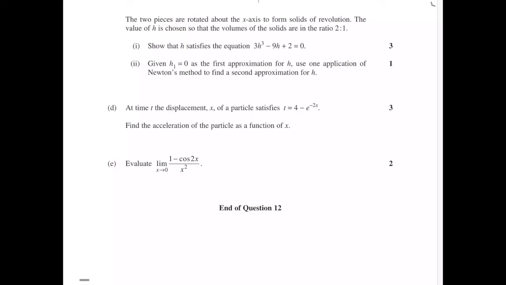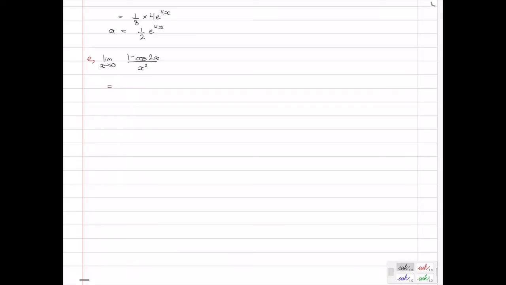Part E. Evaluate the limit as x approaches 0 of (1 minus cos 2x) over x squared. Alright, so here we have a limit question, and it involves a trig function divided by x, or some power of x, essentially a polynomial. So that makes us think of two possible limits that we've studied. Those would be the limit as x approaches 0 of cos x divided by x, and that's equal to 0. And we also have the limit as x approaches 0 of sin x on x, and we know that's equal to 1.